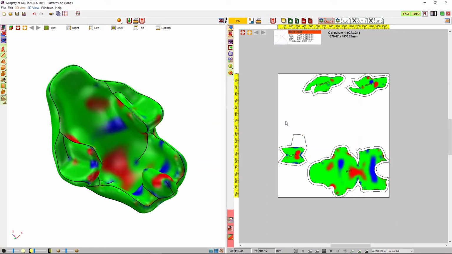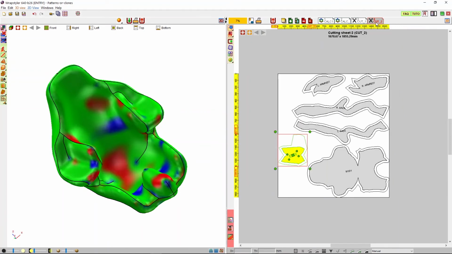However, the position and angle of the patterns and clones are specific to the sheet in which they are placed. Moving a pattern on its calculation sheet will not move any of its clones on their sheets.